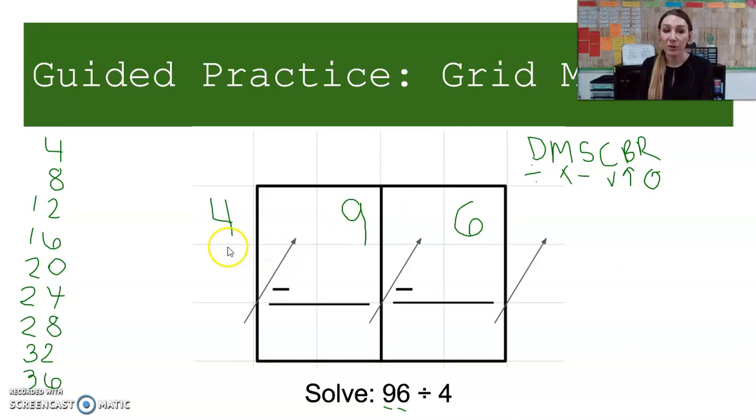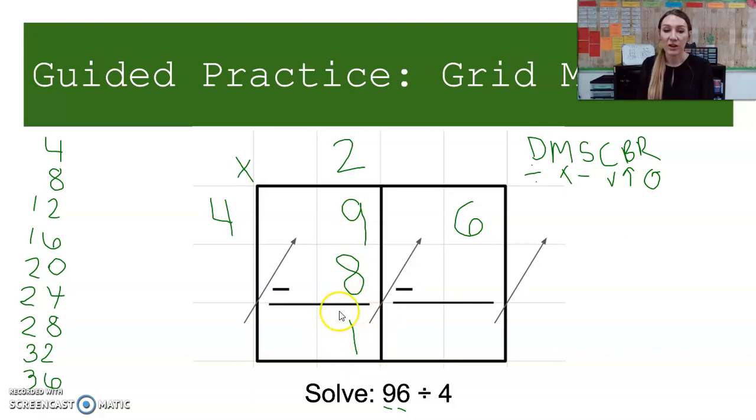So I'm going to start by dividing 4 into 9. I want to look at my list of multiples of 4, and I want to get as close to 9 as I can without going over. It looks like that's going to be 8, which is the second multiple. So I'm going to put a 2 up top, and then I'm going to multiply that 2 times 4, which gets me 8. And then I'm going to subtract. 9 minus 8 is 1.